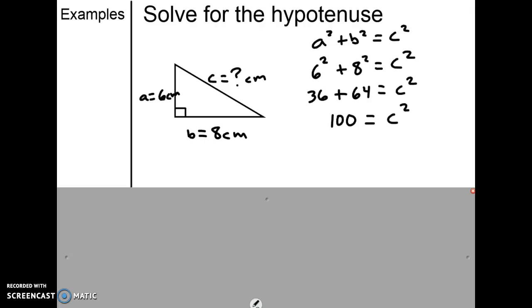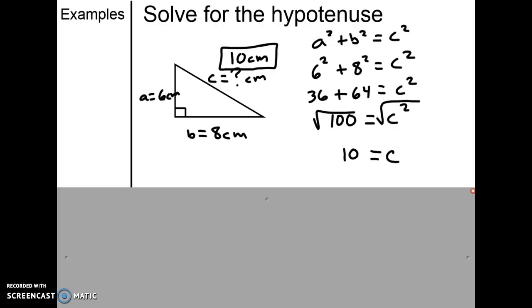And then we have to solve for c. We can't just have c squared. The opposite of squaring something would be taking the square root, so we need to do that on both sides. The square root of c squared, we're just going to get c, and the square root of 100 would be 10. So we can come up here, and we found out that our hypotenuse is 10 centimeters. So that would be an example of where you would solve for the hypotenuse if that was the length that was missing.